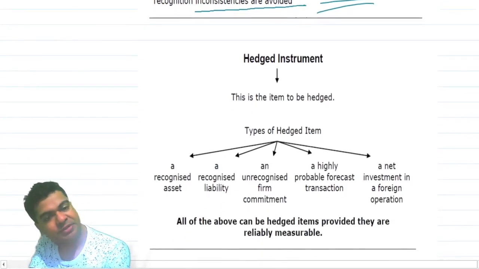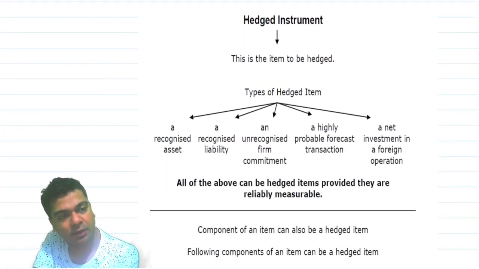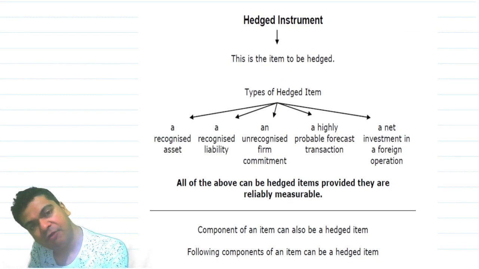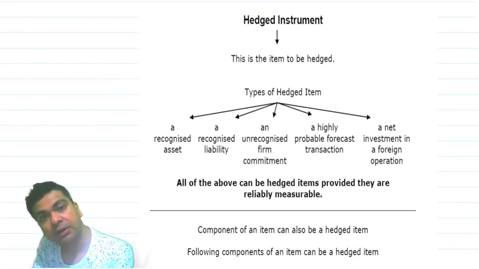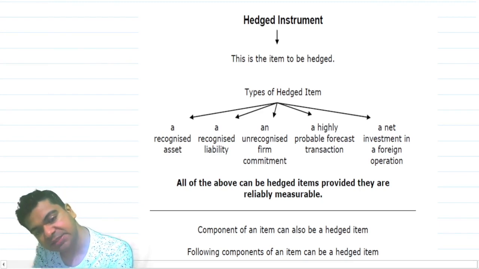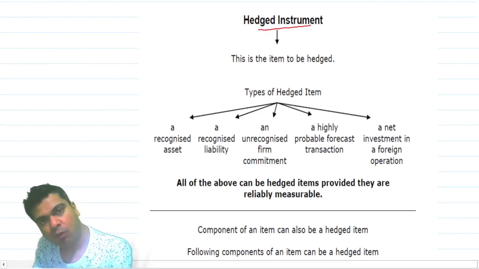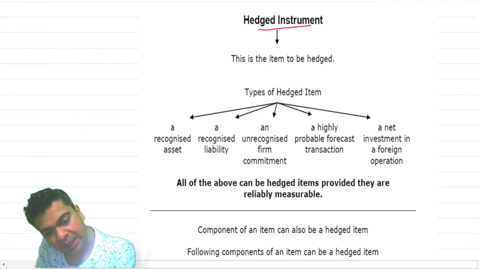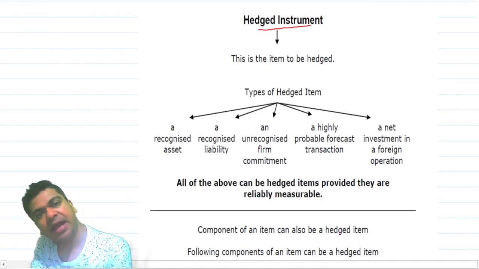Yes, these are the terms that we have to now really understand. The item for which you are perceiving risk, this is the item which is to be hedged. We will refer to this as the hedged instrument. What can be the hedged instrument? A hedged instrument can be a recognized asset.